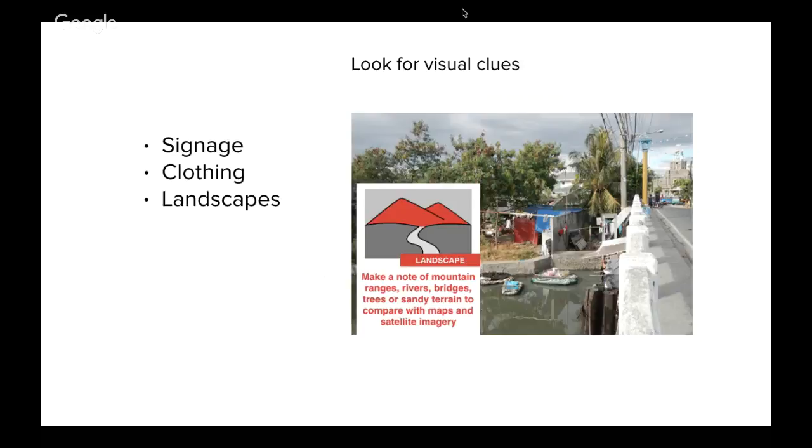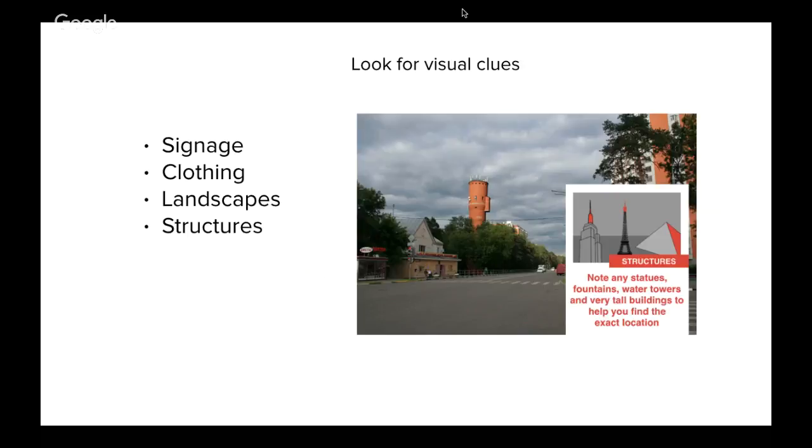The landscape. Are there any mountains or rivers or anything else, or the trees, for example, here? I mean, those trees that we can see in the picture here, that doesn't look like Europe to me. That looks like somewhere slightly tropical. Where exactly is very difficult to tell, but that gives us, again, a broad starting point for where this might be. What about structures? Are there any tall buildings? Are there any fountains, water towers, anything like that which can help us to identify where this might be?